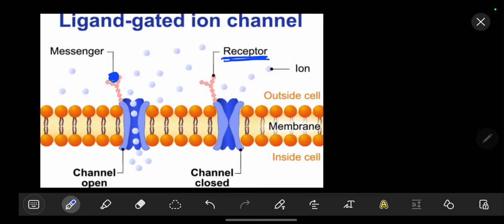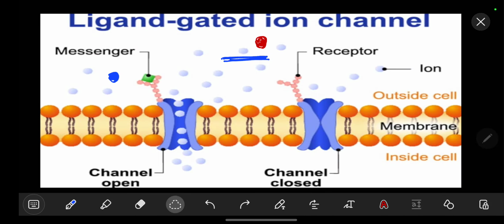Now when we look at our ligand-gated channel, this is how the mechanism works. This is one of the examples of what we are going to call facilitated diffusion. Let's imagine our red dot is our ligand. Remember, a ligand is simply a chemical substance that binds to a receptor. It causes a change in the protein channel, either opening or closing it. When it opens, it allows certain substances to pass through.